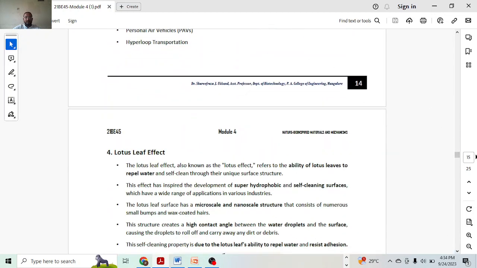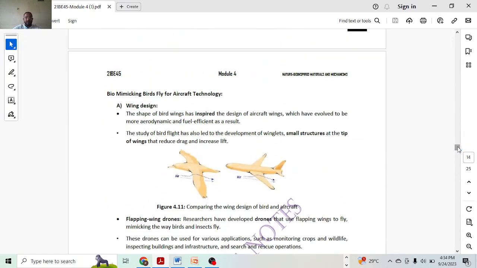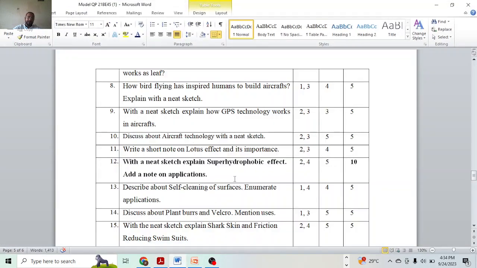Because for 5 marks you can't write all, you have to write any one. You can just write in design. Okay. For 10 marks you write everything.